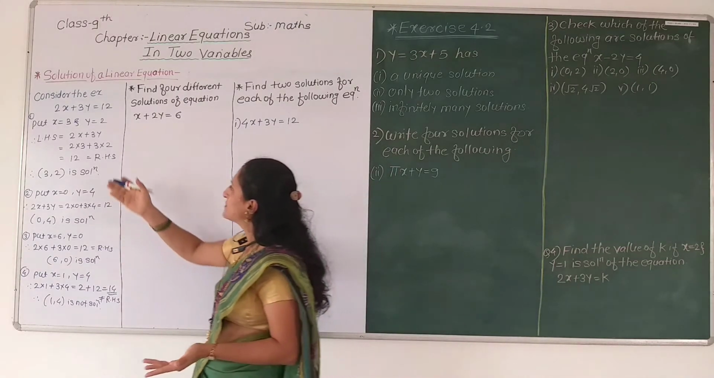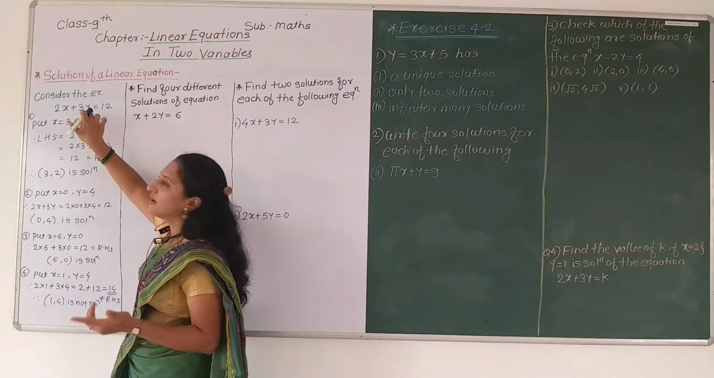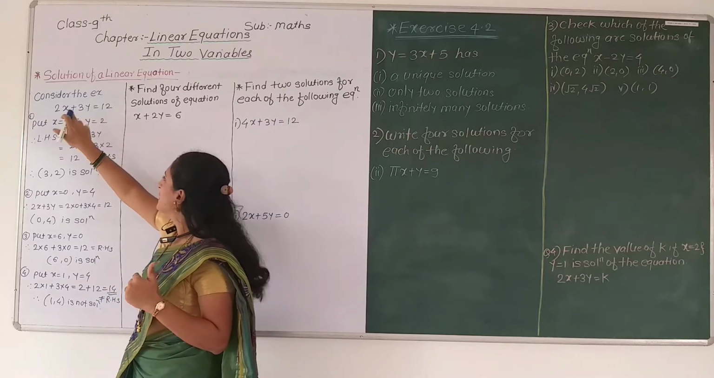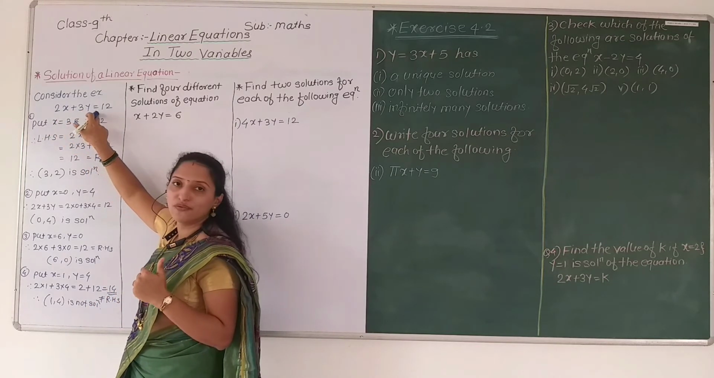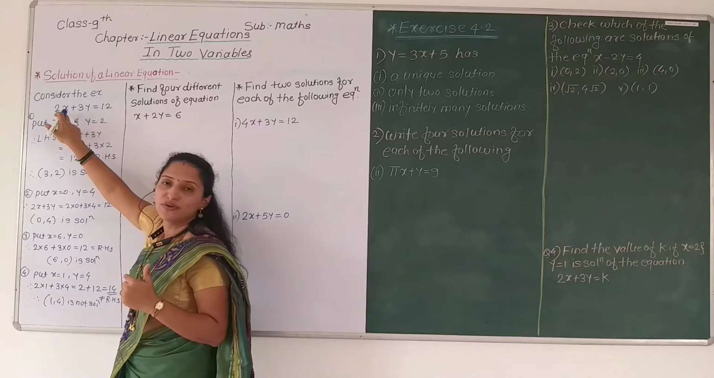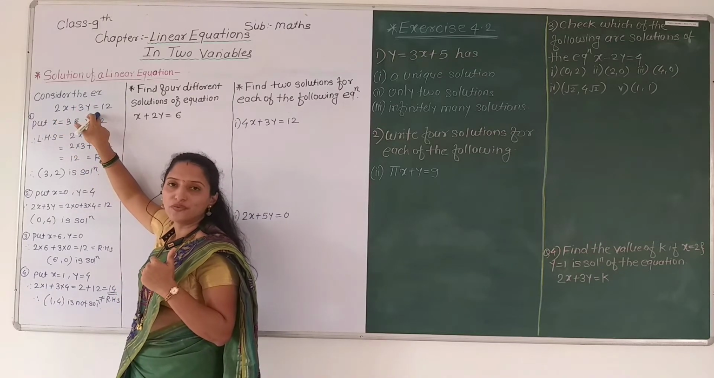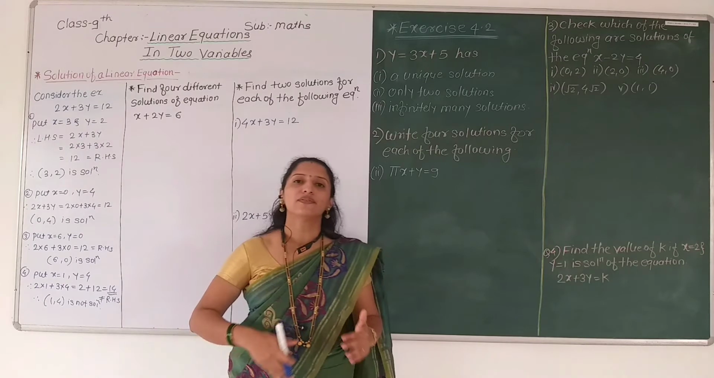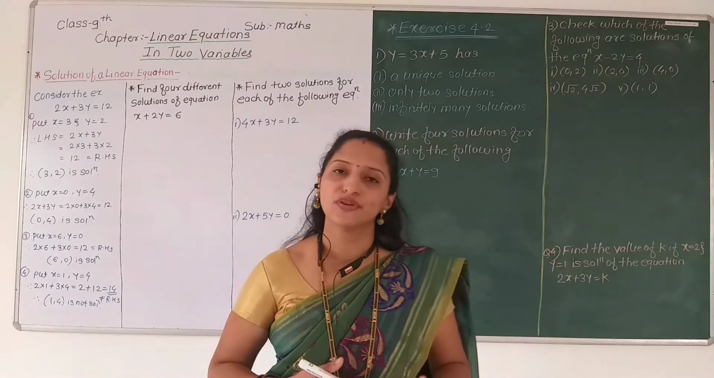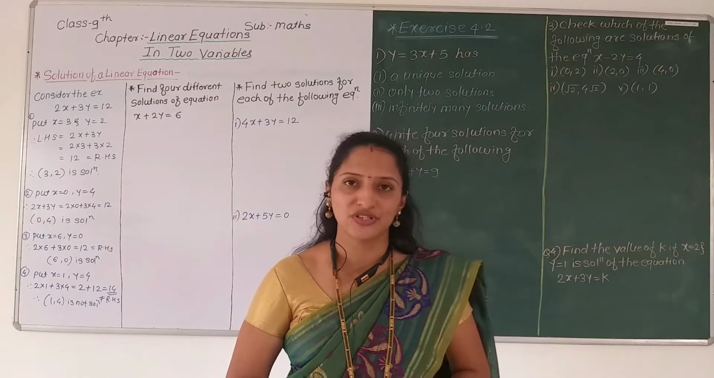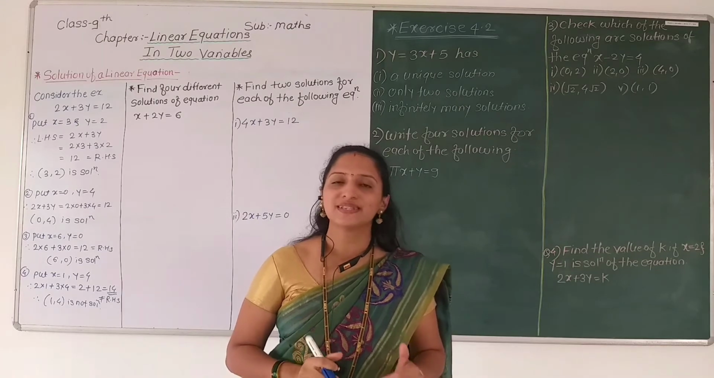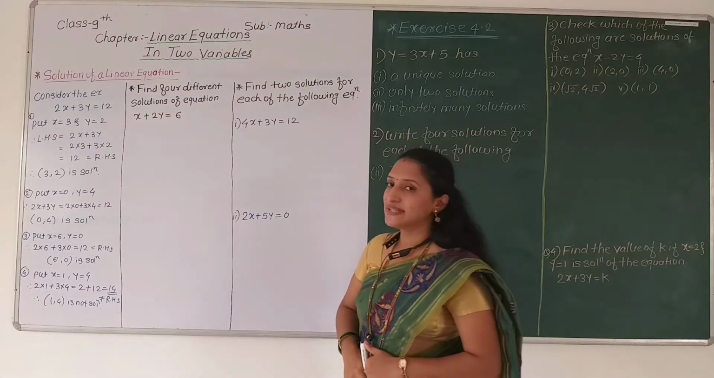Since we can substitute any value for x, we can find the value of y. If I substitute x is equal to 0, we get a value of y. If I substitute x is equal to 1, I get a new value for y. Okay, so in this way we can find infinitely many solutions for this linear equation. Right? Did you understand this? Yes. Now look at the second example.